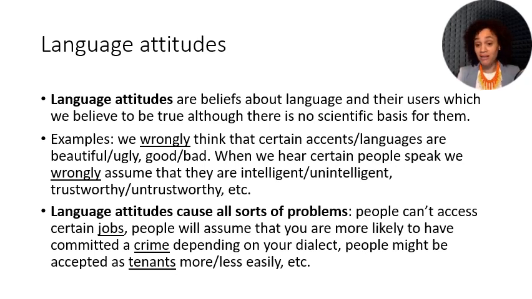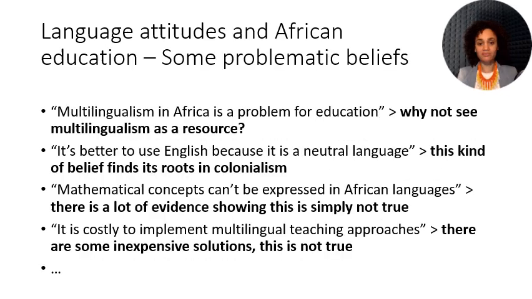They, for example, prevent certain people from getting certain jobs. And what I'm mentioning here is backed up by research. It shows, for example, that depending on their accent, some people may be more or less likely to be convicted of a crime, to be accepted as tenants for a house, etc., etc. So here what I do is I focus on some problematic beliefs, and I try to suggest ways in which we might want to challenge them.